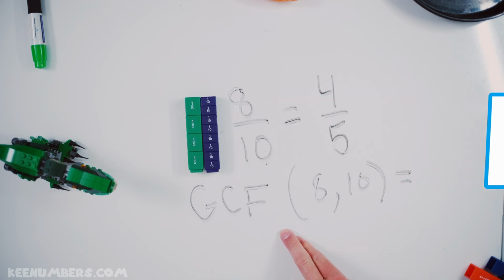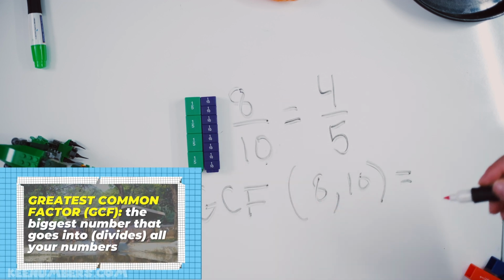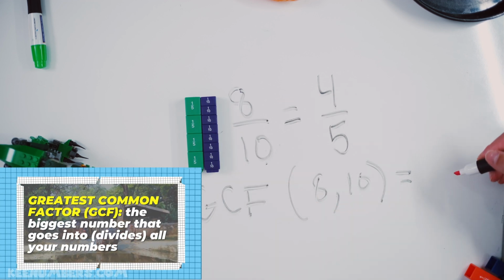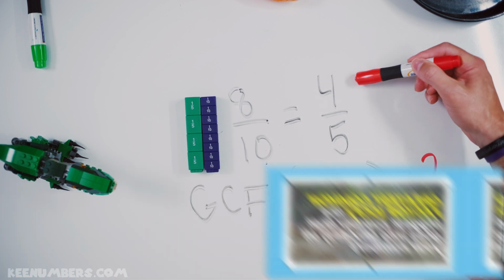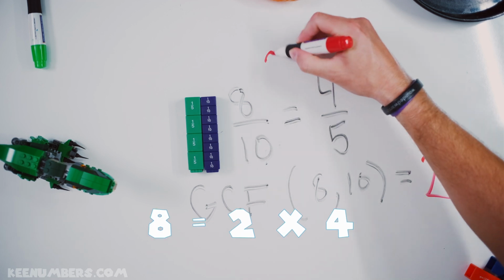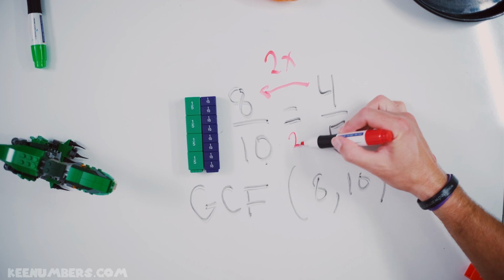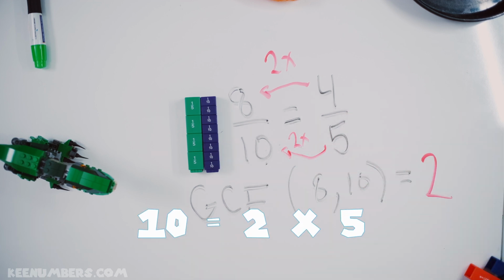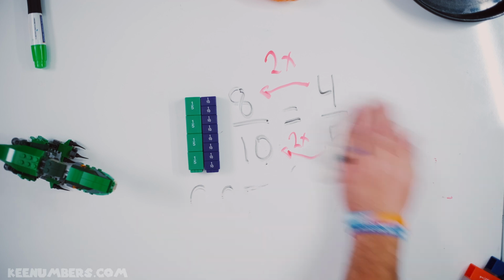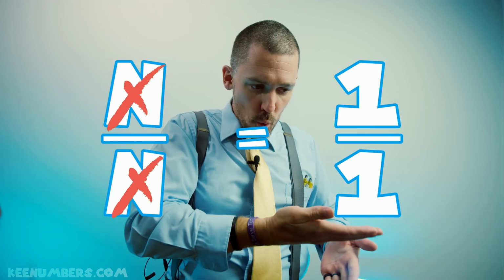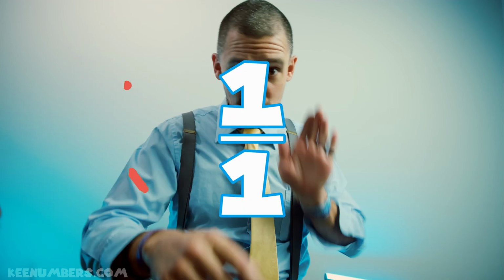The greatest common factor of 8 and 10 is the biggest number that divides both 8 and 10. Well, what do you know? It's 2. And that's how you get the 4/5, because there are 2 4s in 8. And check this out. There are 2 5s in 10. We'll look at some additional examples. Don't get scared. And remember, if you take any number other than 0 and you divide it by itself, you get 1.